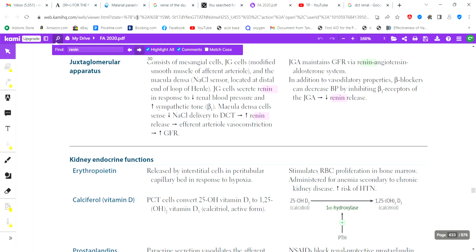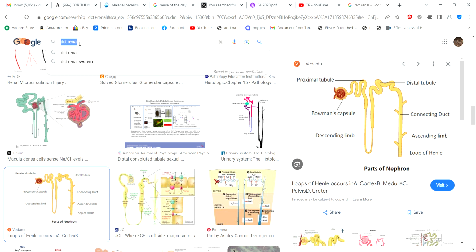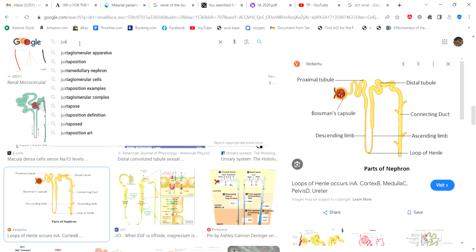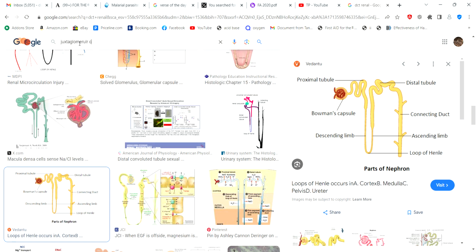And secondary hyperaldosteronism increases the aldosterone in the body due to some other cause, like you already have a disease. For example, a juxtaglomerular cell tumor is a cancer of your kidney. It's a type of cancer of the kidney.